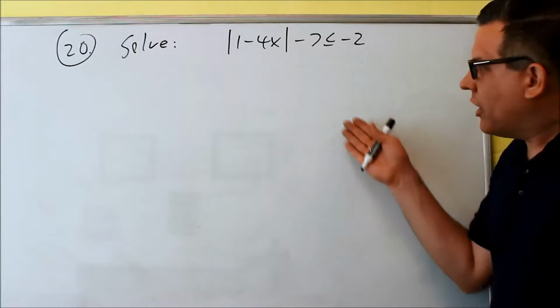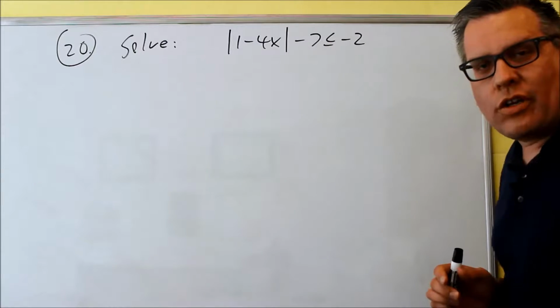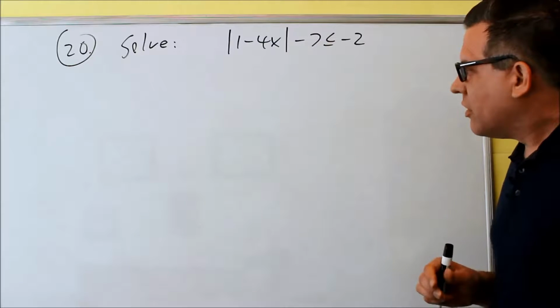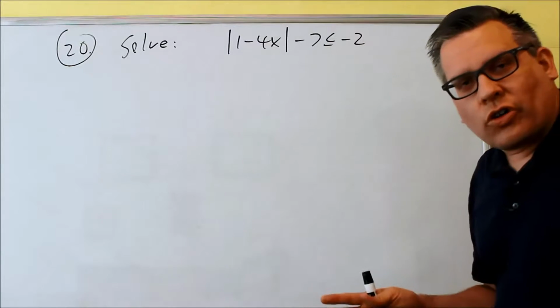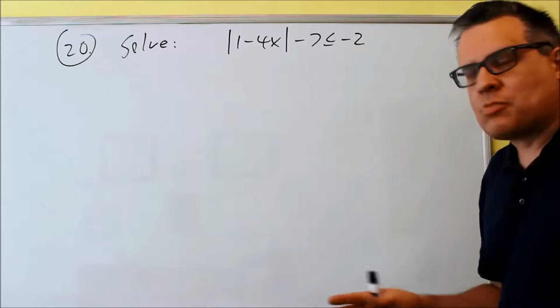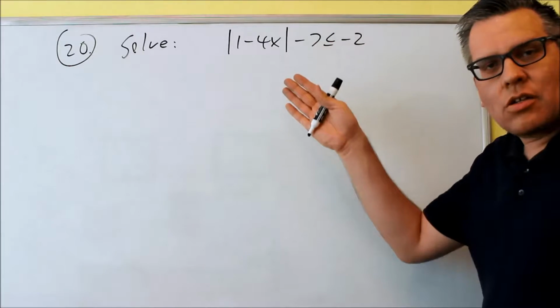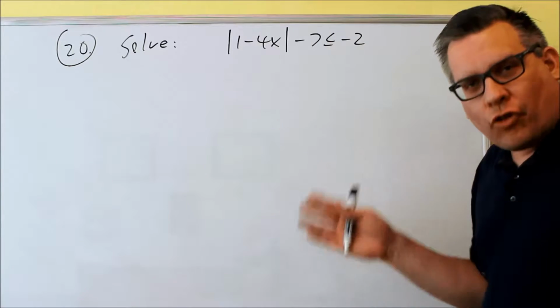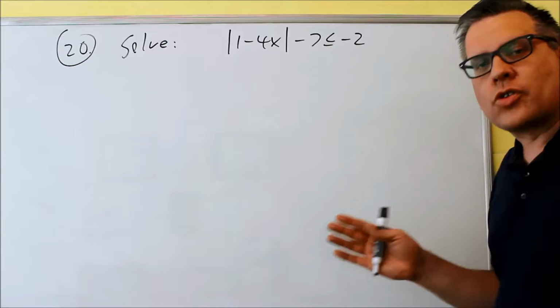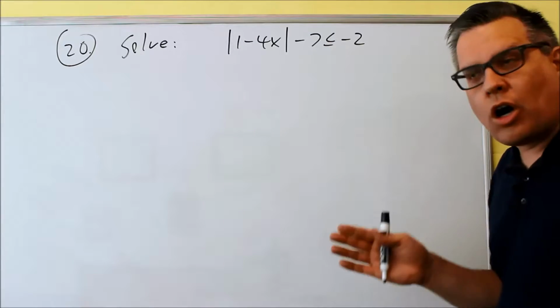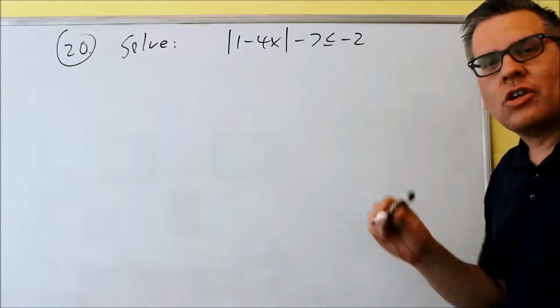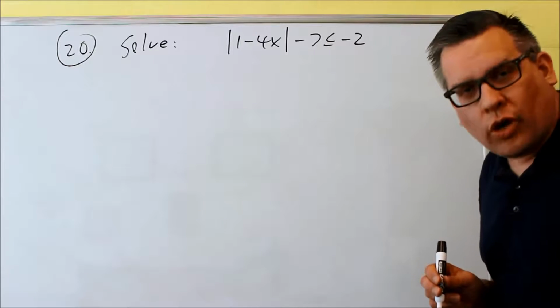Okay, now we have one that has an absolute value in it. Now absolute value problems, okay, the most important thing that you have to do with these problems is you need to isolate the absolute value first. You must do this first. If you don't, you're going to get the problem wrong. You have to isolate that first before you break it up into those two equations.